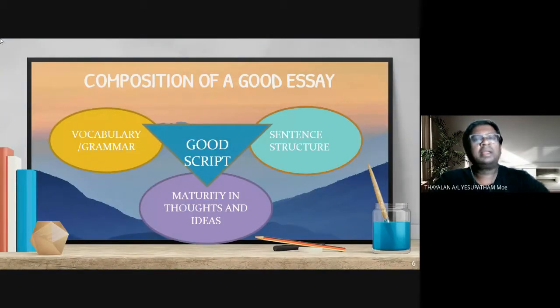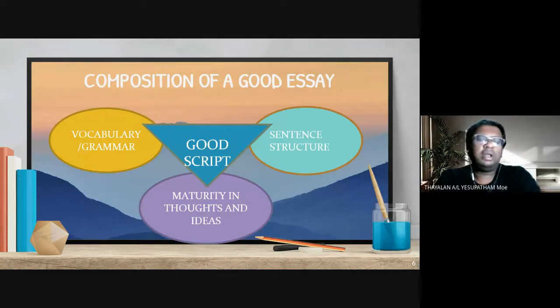Now, the composition of a good essay. A good essay will have to have these three elements. Okay, now we'll discuss the elements. If you want to consider an essay to be a good essay, it has to have good vocabulary as well as grammar, good sentence structure, and maturity in thoughts and ideas.